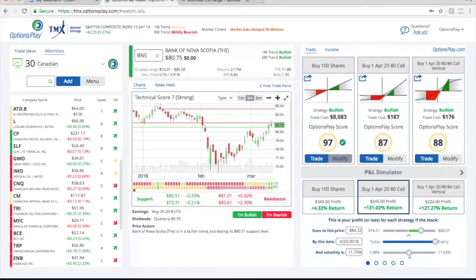OptionsPlay recommended I buy a call at 182, but in my broker's platform, it showed the bid ask was 201 by 205. Do I put a limit price of 182 or do I choose 203?